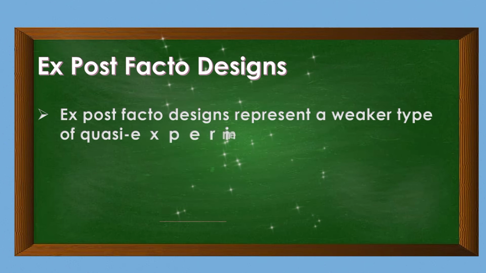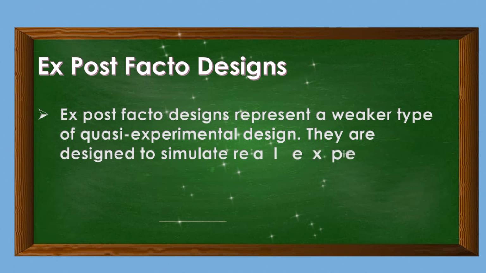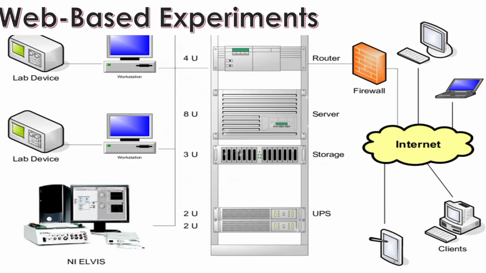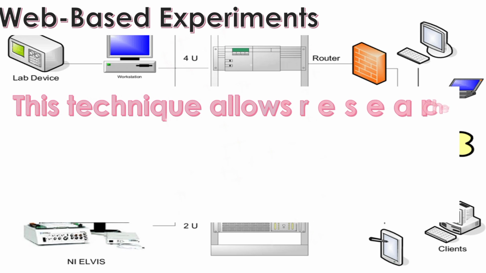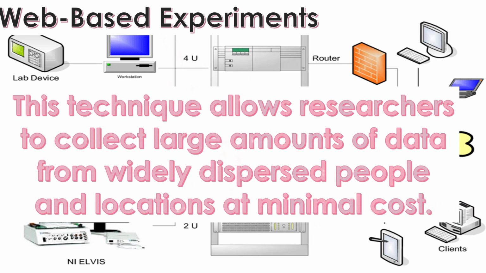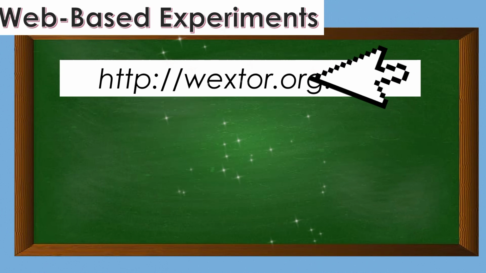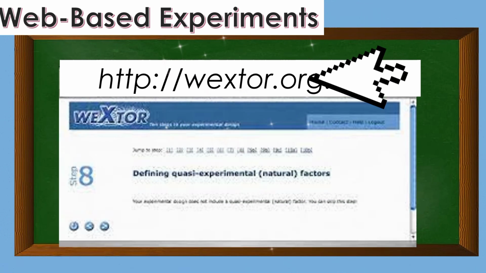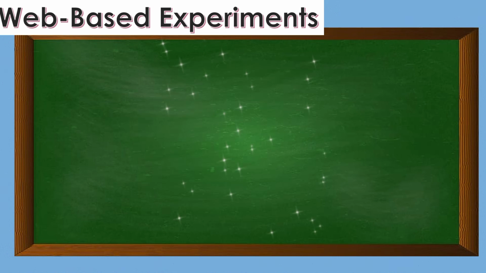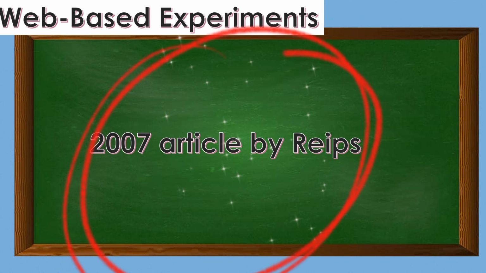They are designed to simulate real experimentation by using a static group type comparison, such as web-based experiments, also known as internet-based experiments. This technique allows researchers to collect large amounts of data from widely dispersed people and locations at minimal cost. One good resource for designing a web experiment can be found at this link. Additional information about the methodology of web-based experiments can be found in a 2007 article by Reeves.